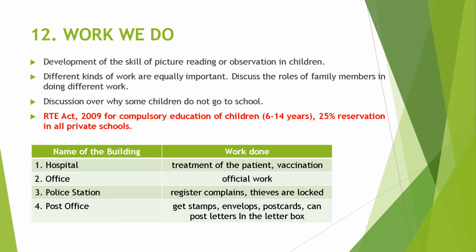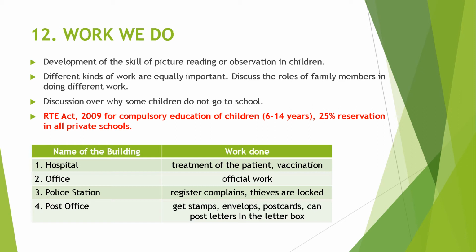Then in this chapter, students have to identify the name of the building, and what work actually takes place there, so that they also understand. That's why I have given this table. Hospital, which is for treatment of patients and vaccination. Office for official work. Then police station, to register complaints, and they lock up the thieves.